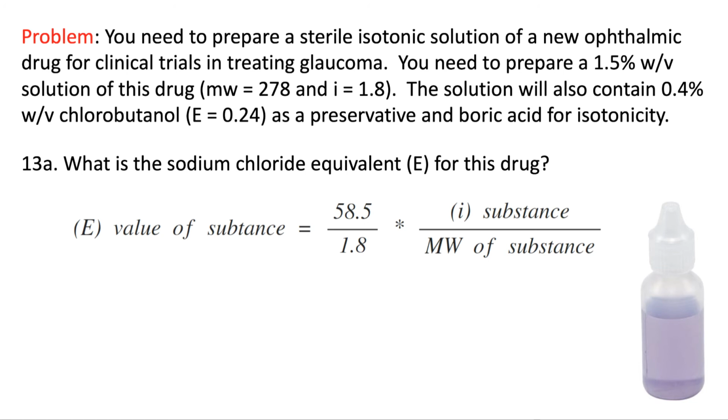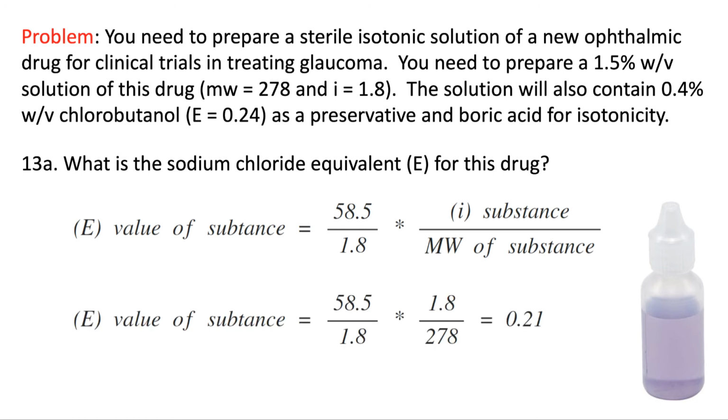Okay? And we have that. For our experimental drug, we were given an I value of 1.8 and a molecular weight of 278. So if we plug those values into the formula and solve numerically, 58.5 times 1.8 divided by 1.8 times 278 gives us a final value of 0.21. So what this shows you is we've calculated the E value, or the sodium chloride equivalent, for our experimental drug, and that value is equal to 0.21, and that's the answer to letter A.